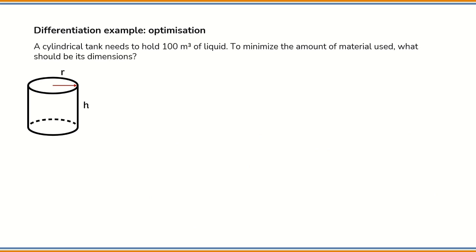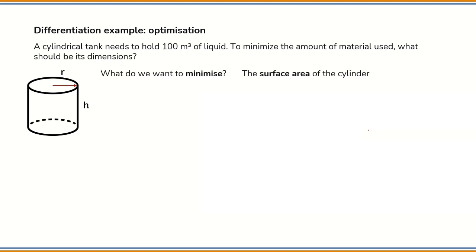This is another example. A cylindrical tank needs to hold 100 meters cubed of liquid. To minimize the amount of material used, what should be its dimensions? We need to start with the 2 questions that we need to ask in every optimization problem. What do we want to minimize? We want to minimize the surface area of the cylinder. So we need to calculate the formula of the surface area of the cylinder.